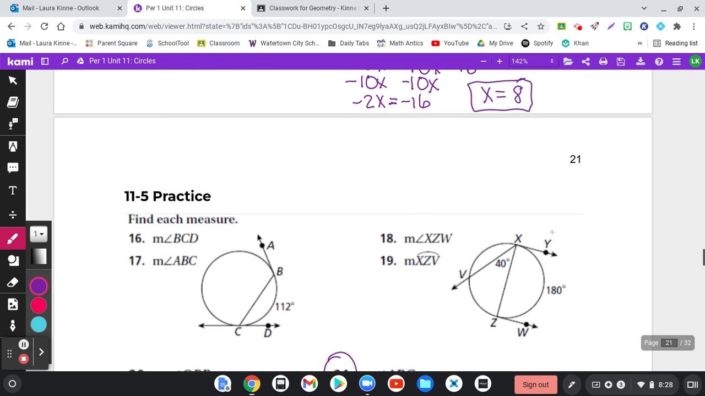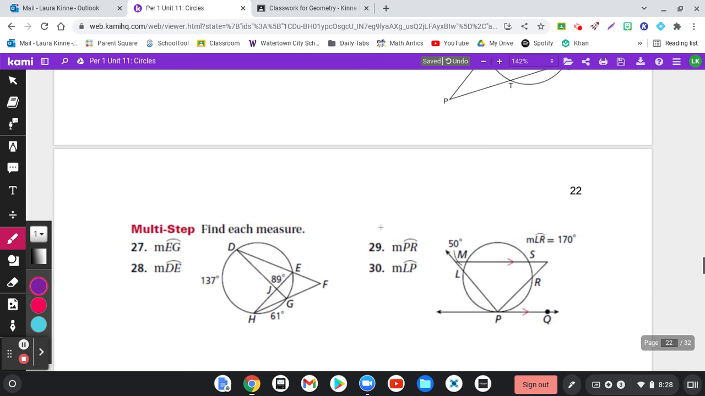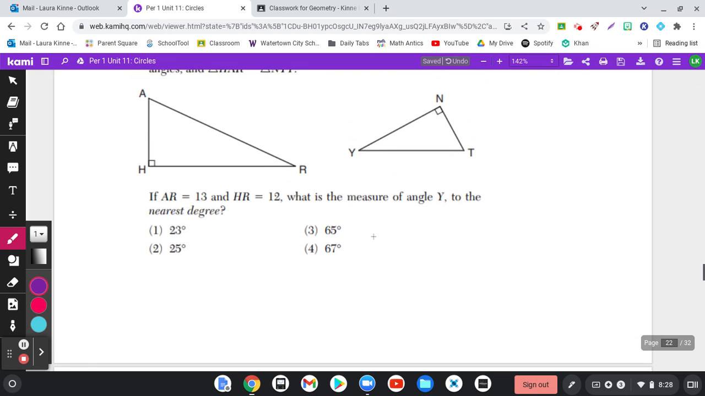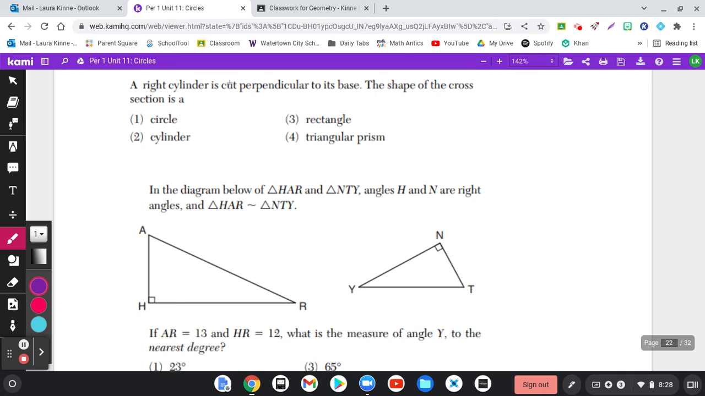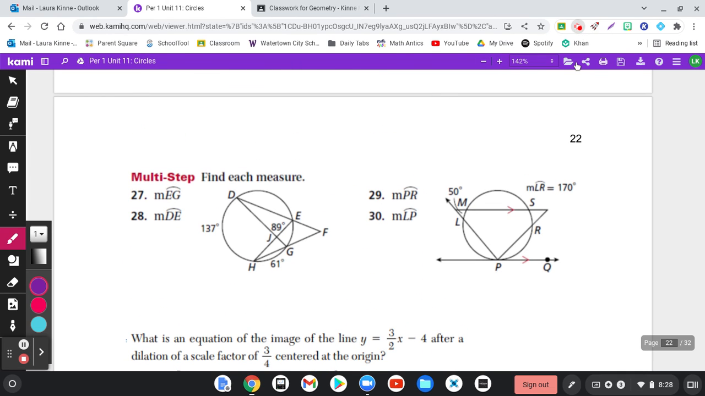Okay, I want you to try these questions on page 21 and then the review on page 22 as well. Do the best you can. They're not that bad. And then we'll just learn how to graph circles, and we are pretty much done. So if you have questions, just let me know. I'll talk to you soon.